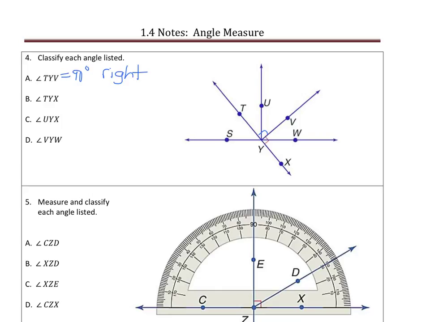Next, angle TYX. TYX forms a straight line, so that is a straight angle, and we could say that's equal to 180 degrees. UYX, that is greater than a 90-degree angle, so that would be obtuse. We don't know the measure of it. We don't have enough information, but we do know that it's greater than 90, so it is obtuse. And VYW is less than 90, so we would say that is acute. Again, we don't know the measure, but we can certainly classify it.